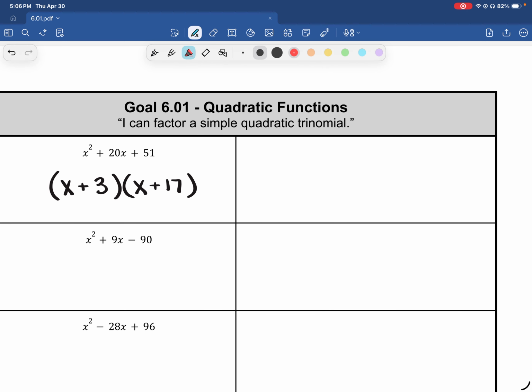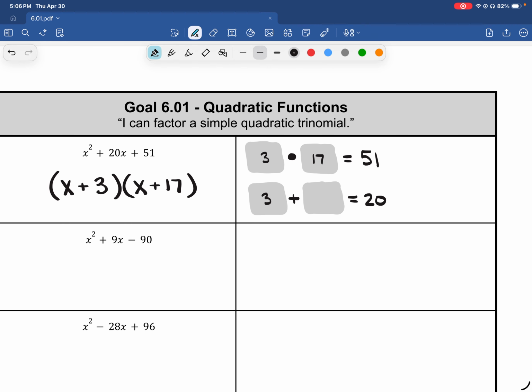Maybe off to the side, something that would be good to write is that we were looking for numbers that multiply to 51 and add to 20. So I'd be tempted to write something like this: what times what equals 51, and what plus what equals 20. And the magic numbers were 3 and 17.